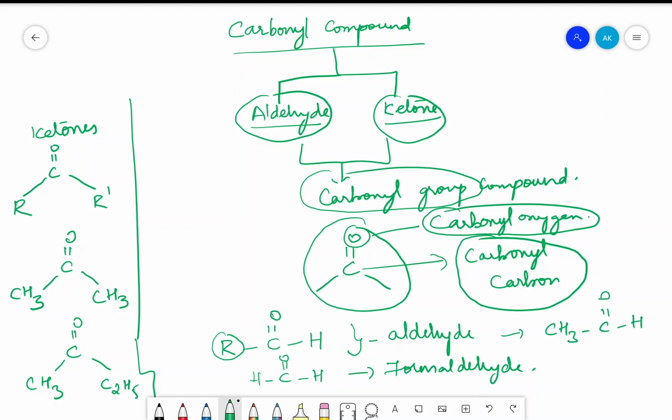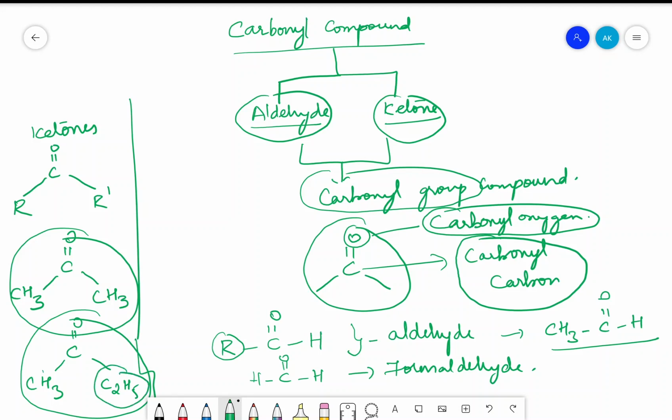Naming and all are very basic things. You need to revise your previous intermediate notes for that. But this is acetaldehyde, common name. This is acetone, and this particular compound is ethyl methyl ketone. This is ethyl methyl C double bond O ketone, name of this compound. So this is only the general introduction for carbonyl compound.